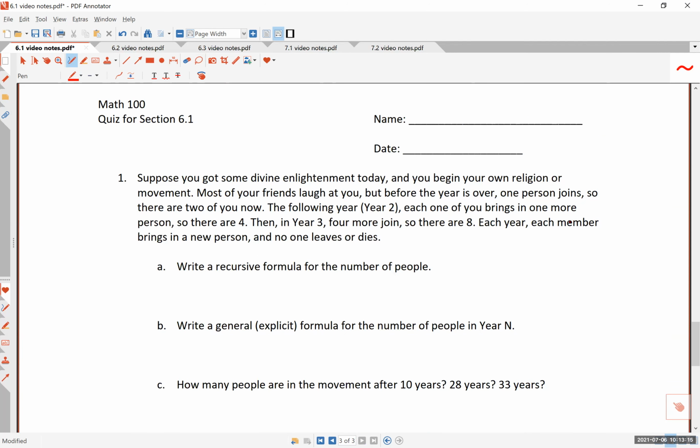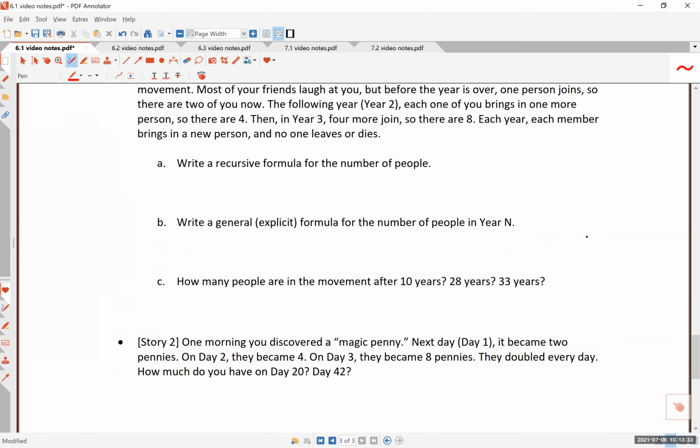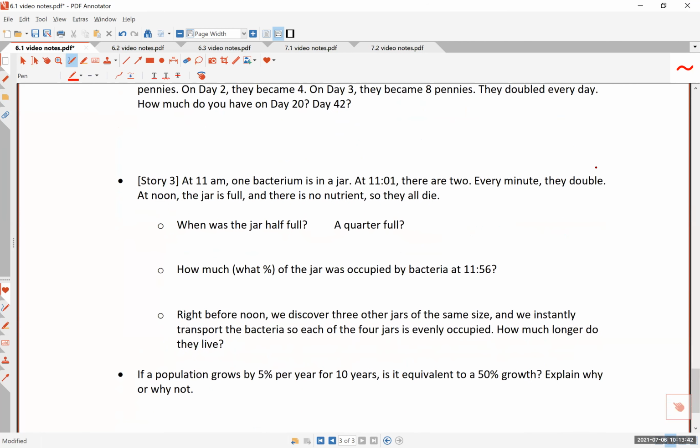So we have a couple of questions on the quiz. The first one is a question about you starting a new religious movement. If the numbers double, the exponential growth would quickly overtake the world. Second one is similar. If you have a magic penny that doubles in number every day, what's going to happen? And number 3 is also similar. They all have to do with doubling or the doubling equation.